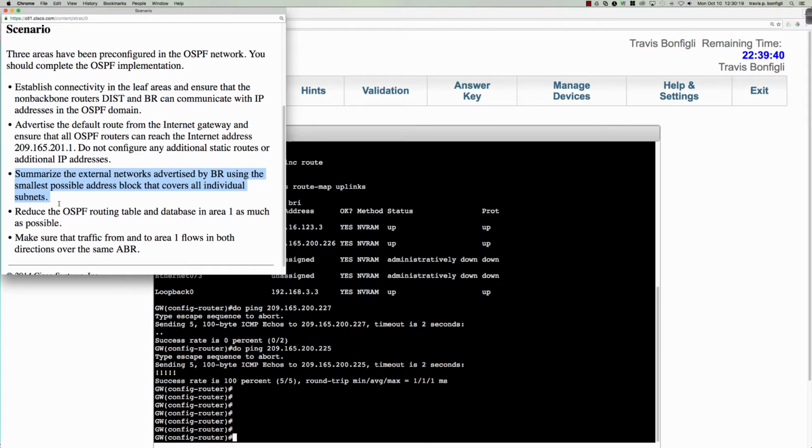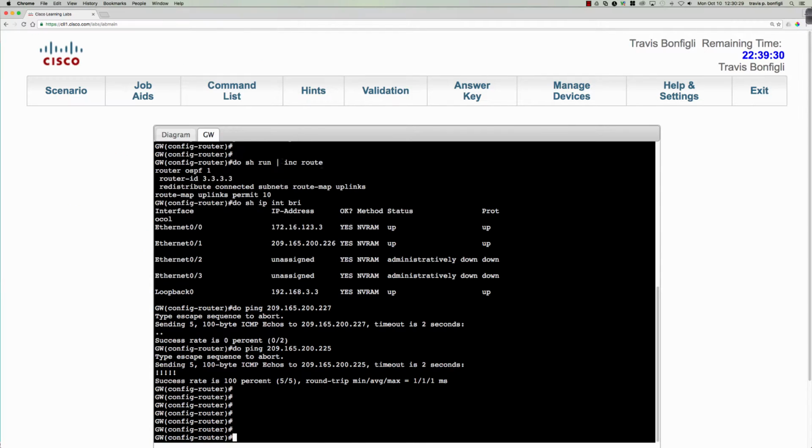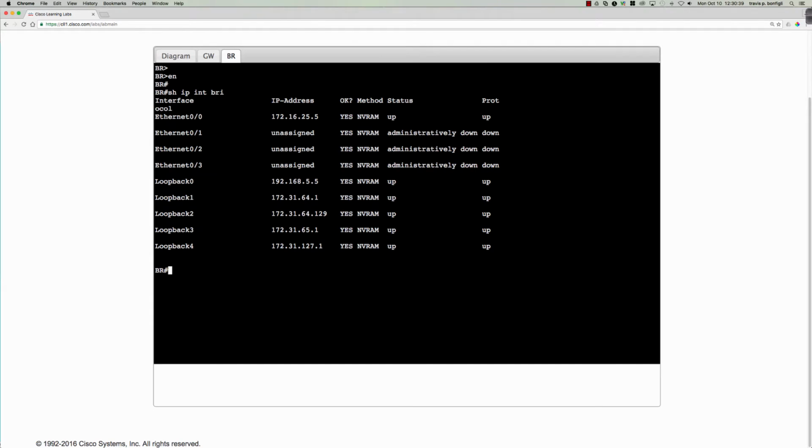Summarize the external networks advertised by branch using the smallest possible address block that covers all individual subnets. So let's go ahead and knock that out down here on branch. We've got these external networks. I'm assuming they're going to be the same externals we saw earlier in Discovery 15. Show ip interface brief.